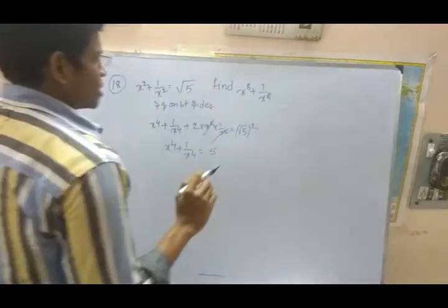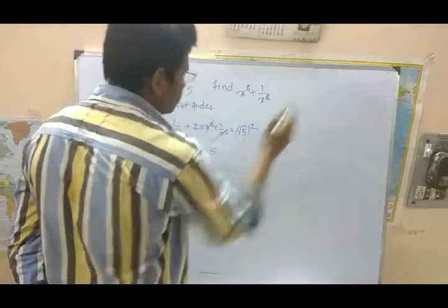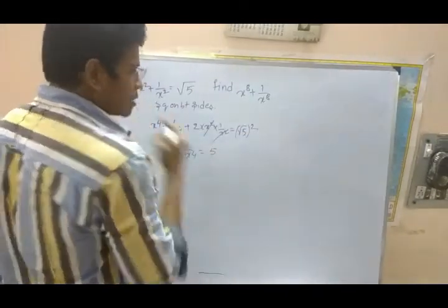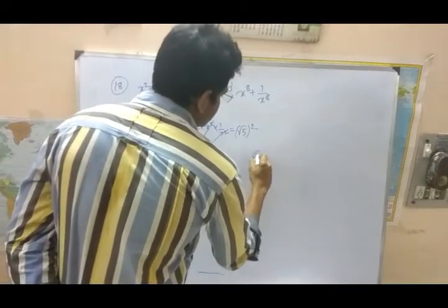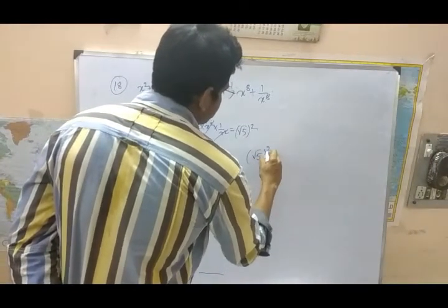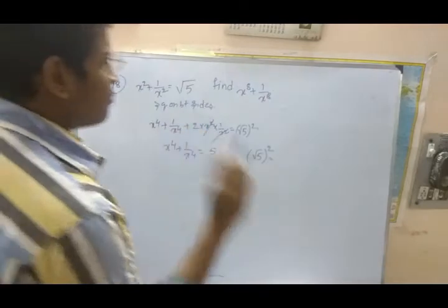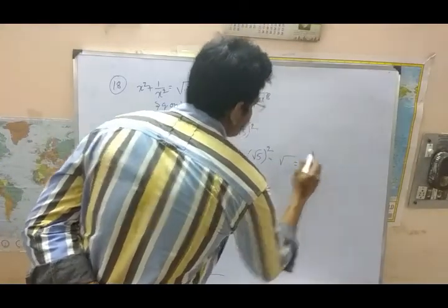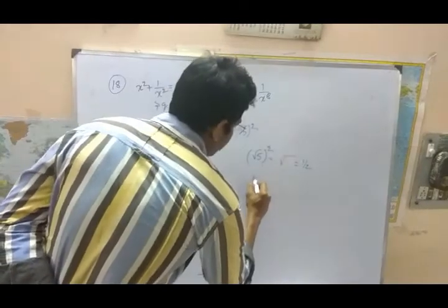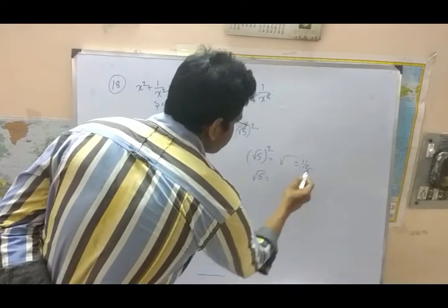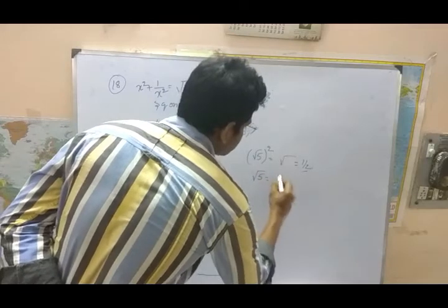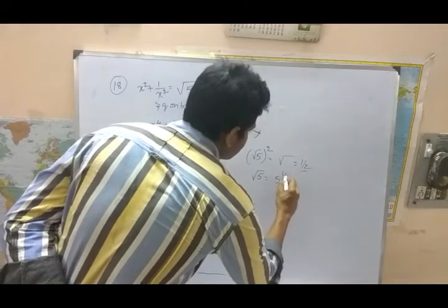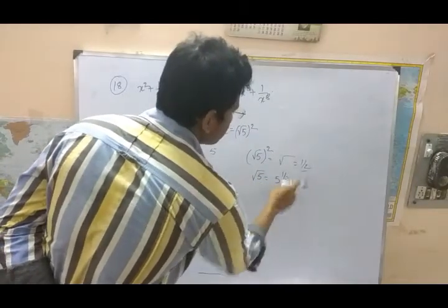Students, many students know how to cancel the square, but for some, please listen here: root 5 whole square. The value of root is 1 by 2. Here we have root 5, so what will this root become? 5 power 1 by 2. This root is written as 1 by 2 here.